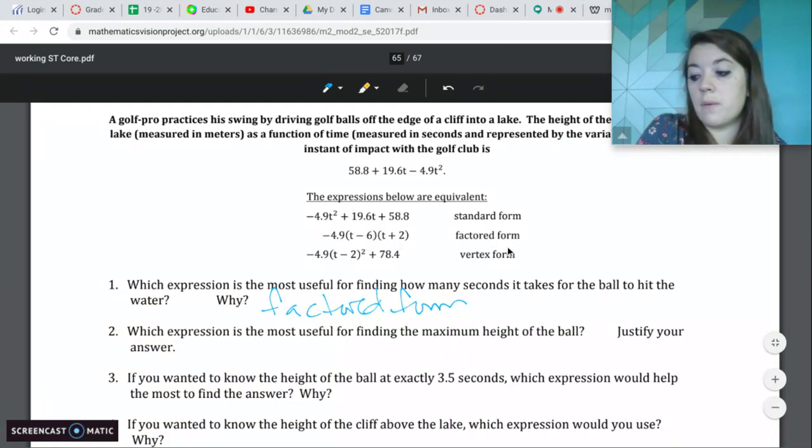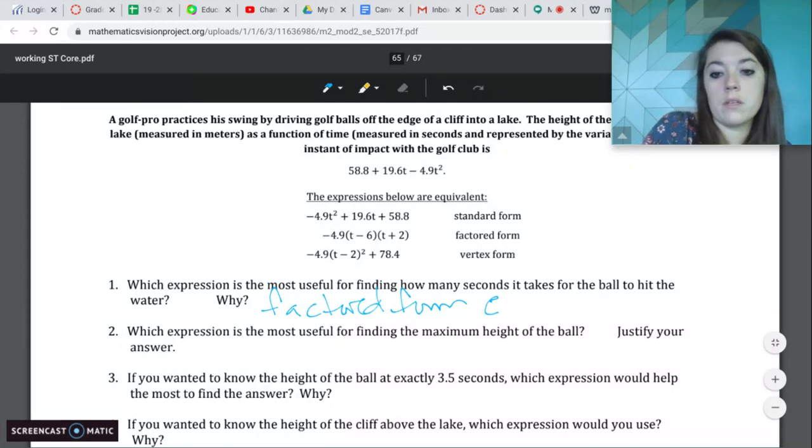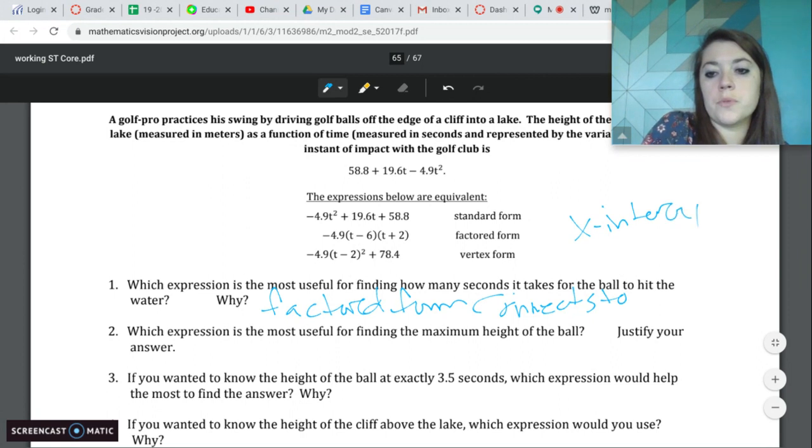So factored form connects to x-intercepts.